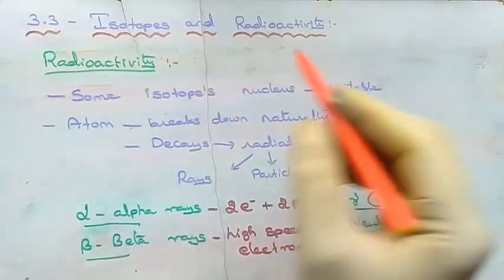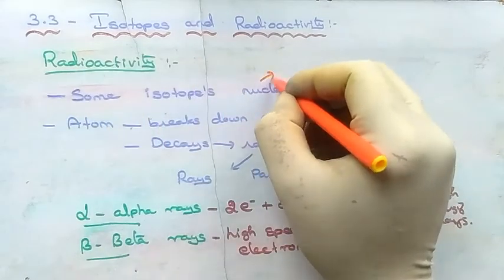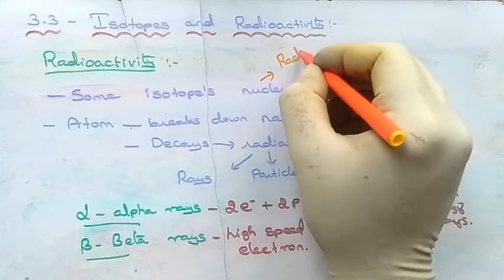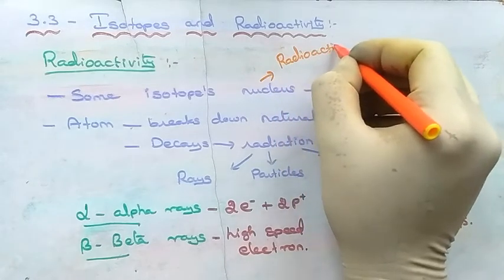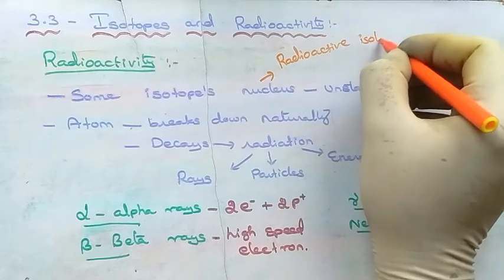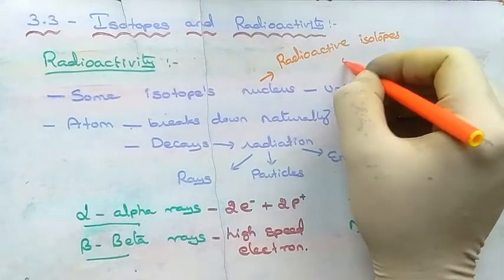These unstable isotopes are called radioactive isotopes. Either they can be called radioactive isotopes or radioisotopes.